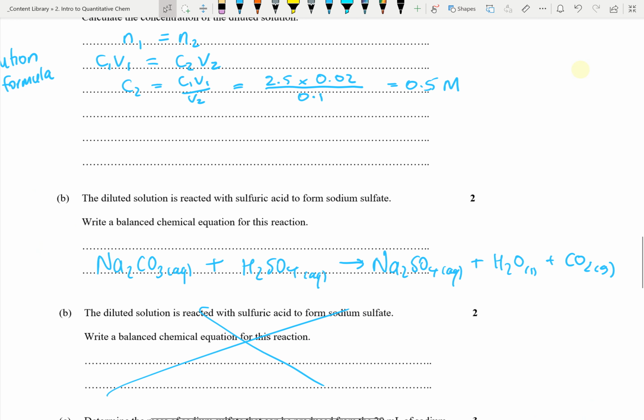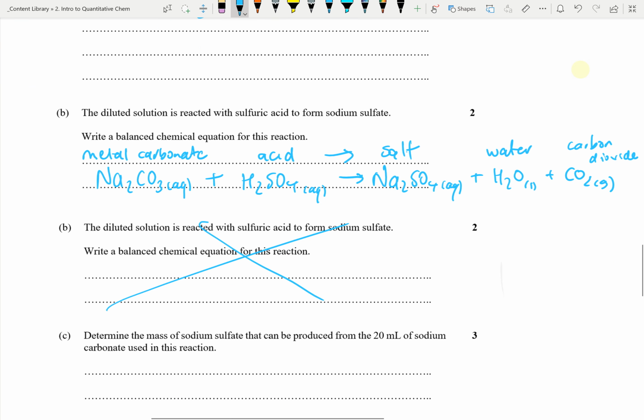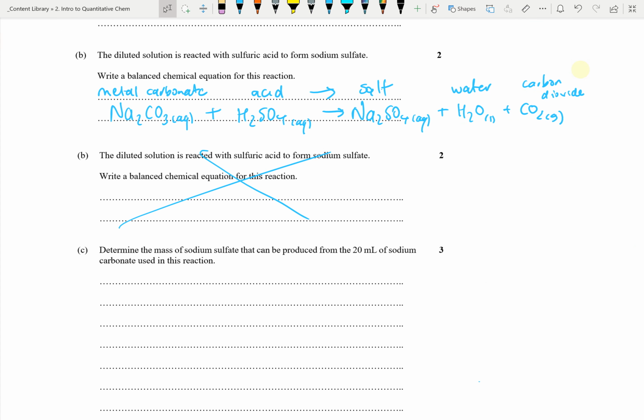I already have done this. Okay, this is left there from a while ago. The dilute solution is basically: write the balanced chemical equation. It looks like an acid plus a metal carbonate. This is a metal carbonate, this is your acid, goes to your salt plus water plus carbon dioxide. Excellent. Okay, and it looks like a doubling up of questions. Determine the mass of sodium sulfate that can be produced from the 20 mL of sodium carbonate used in this reaction. Okay.